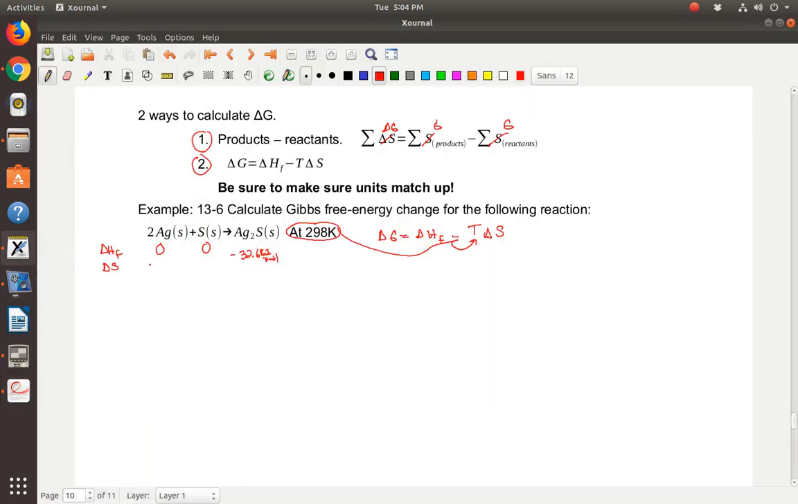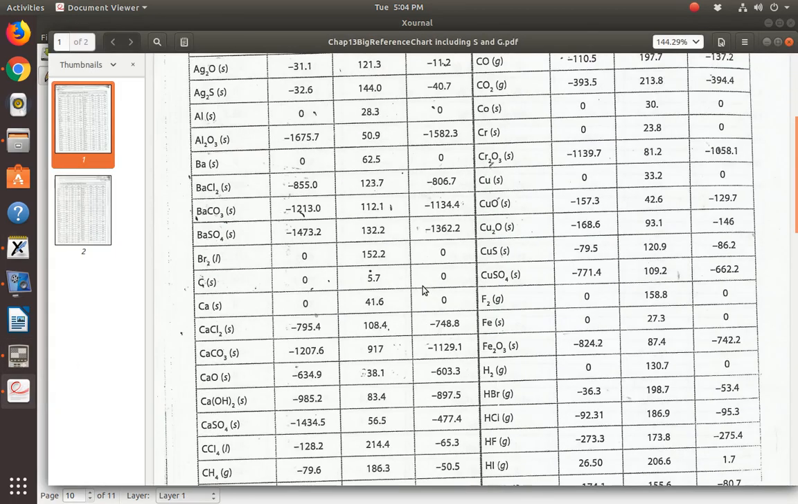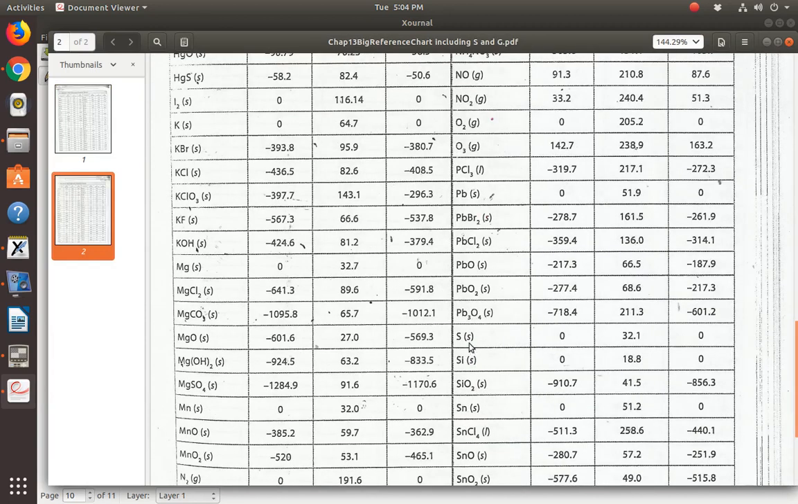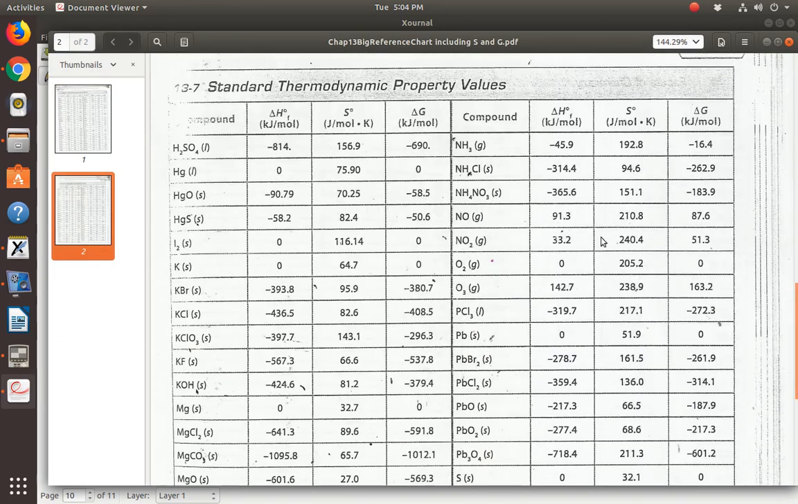So for silver it is 42.6 joules per mole times Kelvin. And for sulfur solid, and I'm doing this just so you can see how I'm using it. There's the sulfur, there's the formation. The next one is the S, so it's 32.1 joules per mole Kelvin.